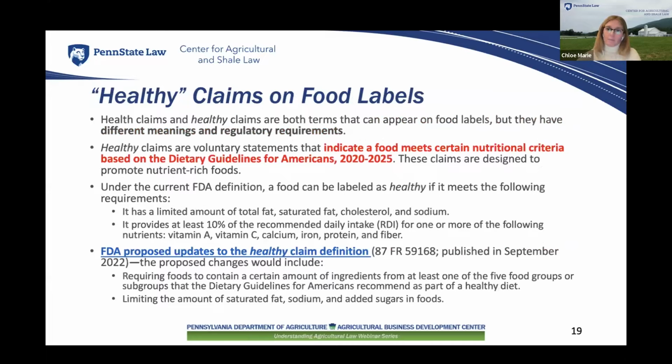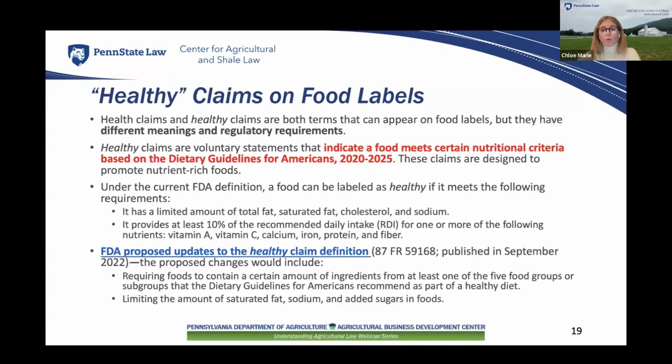So the health claim is not to be confused with the healthy claim. The use of the healthy claim on food labels is voluntary. Manufacturers are not required to use this claim, but they can do so if their products meet certain nutritional criteria. Under the current FDA definition, food products labeled as healthy must have a limited amount of total fat, saturated fat, cholesterol, and sodium, and provide at least 10% of the recommended daily intake for one or more of the following nutrients: vitamin A, vitamin C, calcium, iron, protein, and fiber.